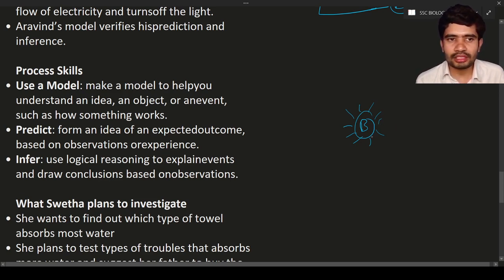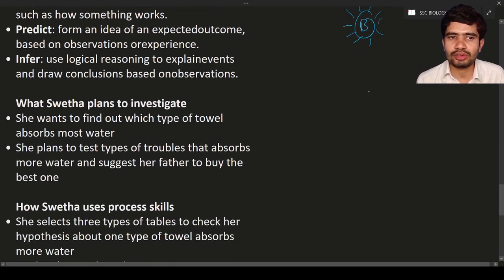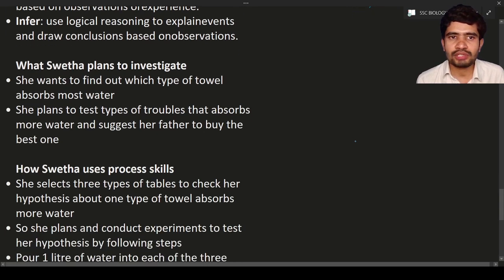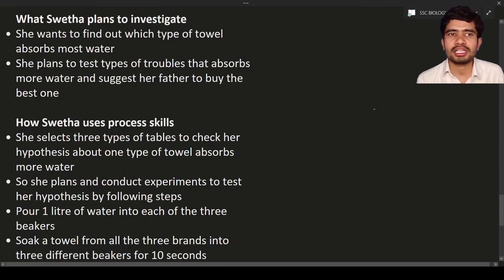Next is what Sweta plans to investigate. She is another girl, and she is going to do her own investigation. She wants to find out which type of towel absorbs the most water. So she plans to test different types of towels, and after this experiment she is going to suggest to her father which type of towel is better.